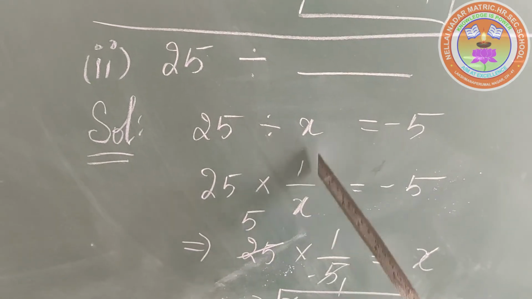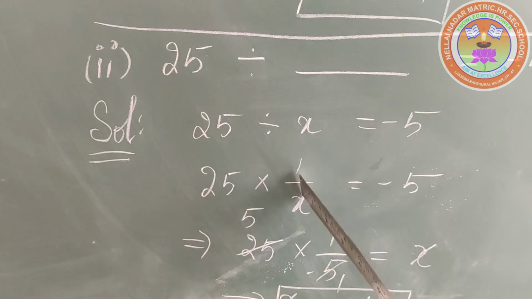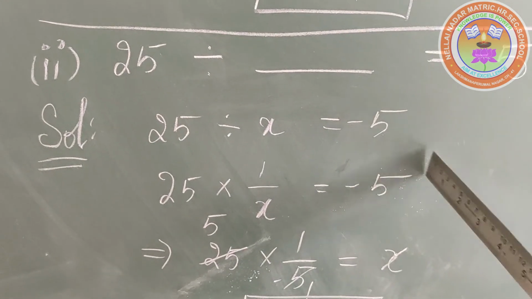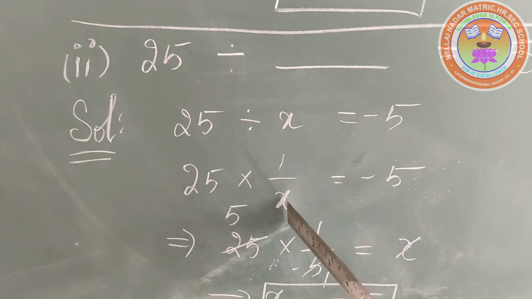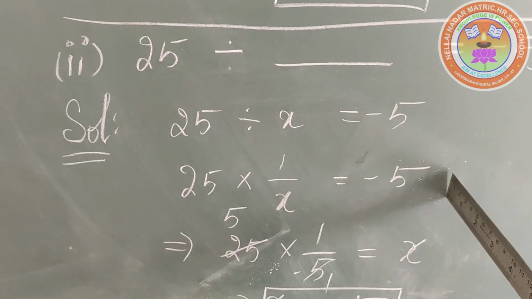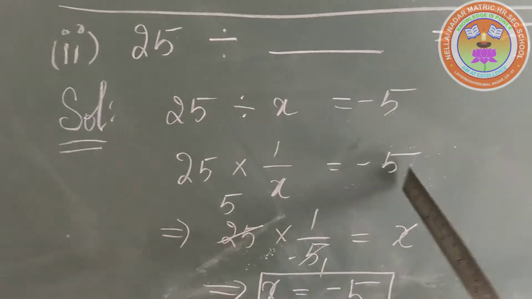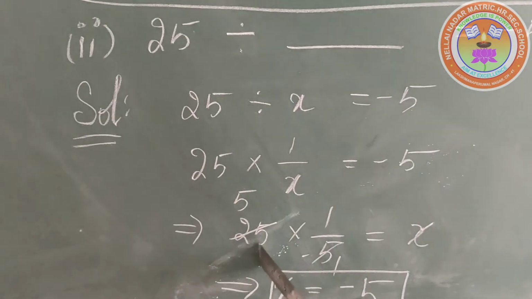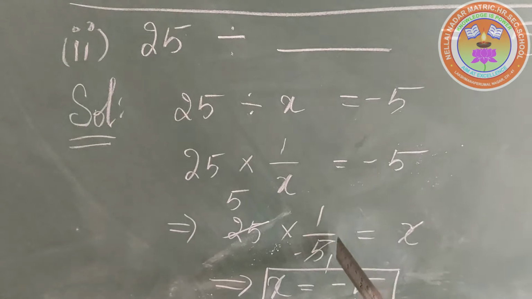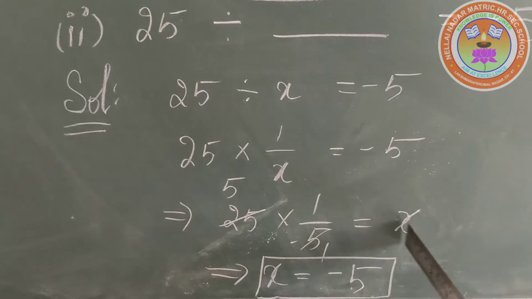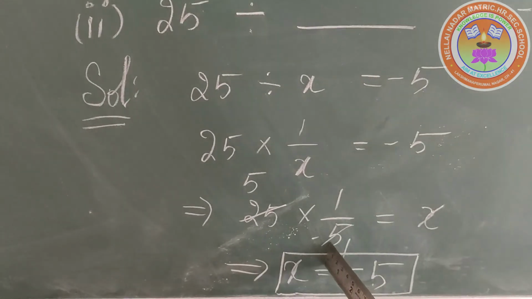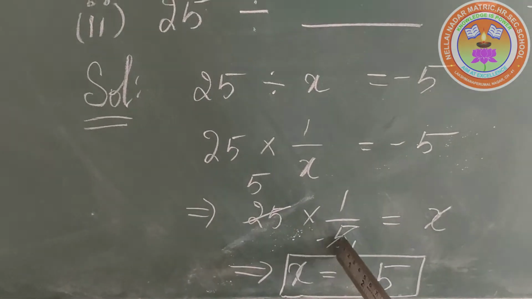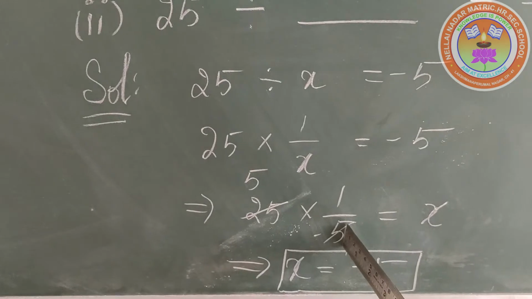Now again, what should I do? I should take the 1 by x to the other side and bring this minus 5 to the other side. So here it is 1 by minus 5, and on the right side of the equation it becomes x. So listen, 25 into 1 by minus 5 is equal to x. This is after transposing. Here 5 is there, here 25 is there. 25 and 5 get cancelled using the 5 table.